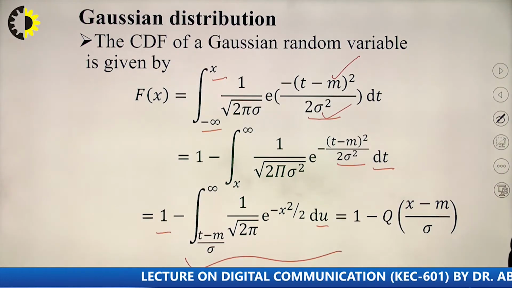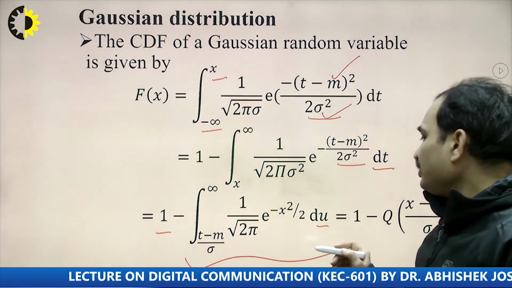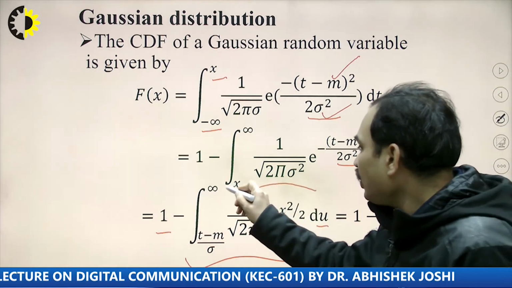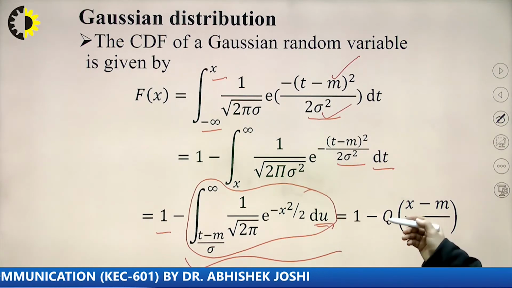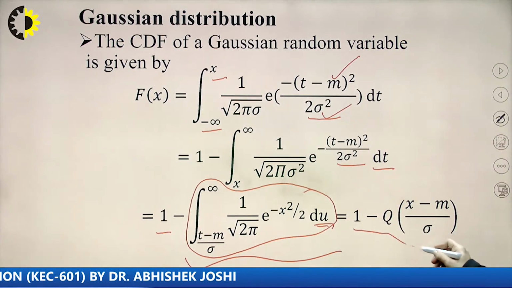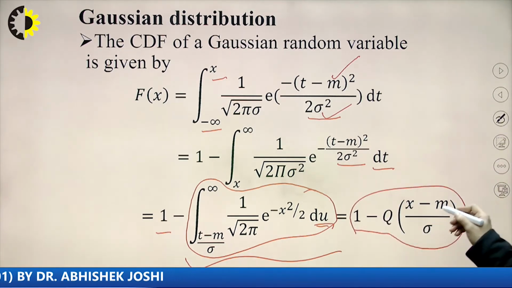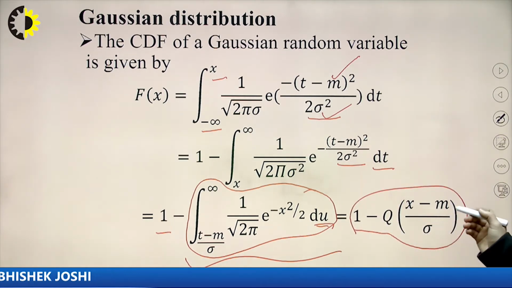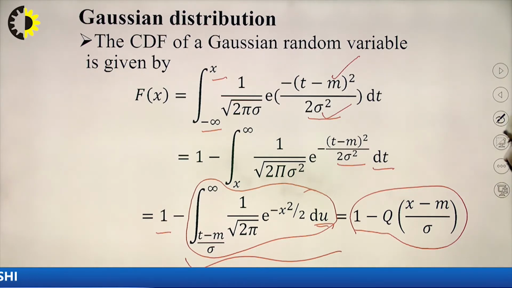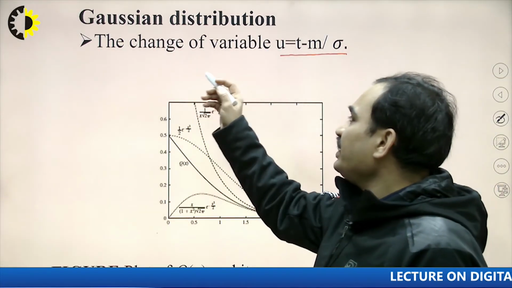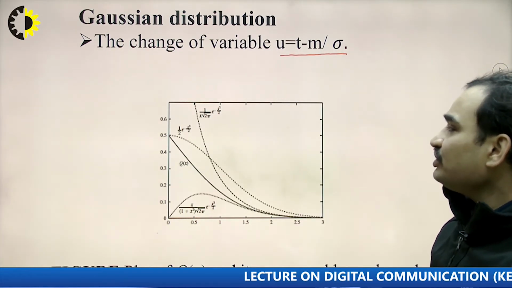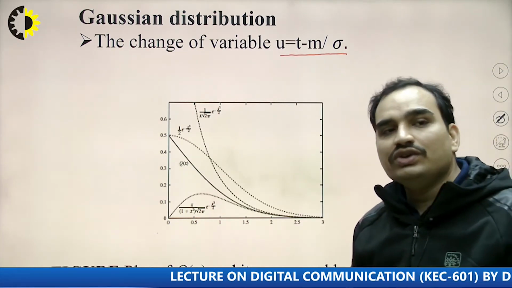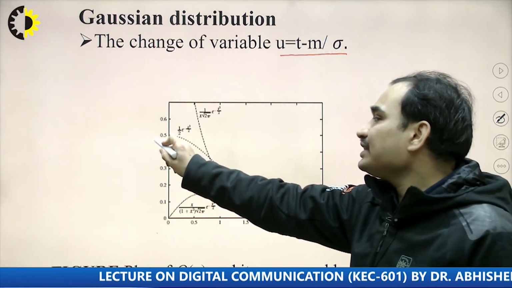Okay. So, we can relate this to the Q function. This is nothing but the Q function of u, because it is an integration with respect to u. So, we have the expression as 1 minus Q of u, that is, x minus m by sigma, or you can write t minus m by sigma. So, we have this Q of u here. We can write the change of variable, that is u equals t minus m by sigma. And what is the plot for the Q function? The Q function can be plotted for different values, having the maximum value as 0.5 here.